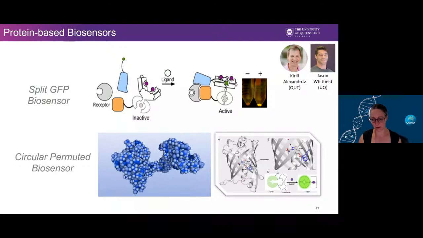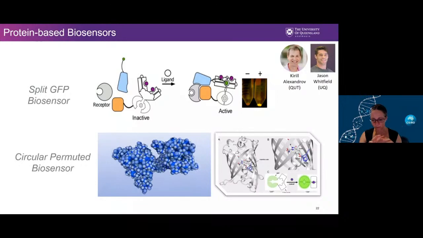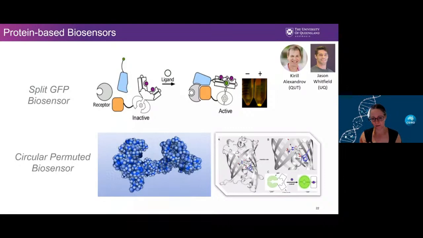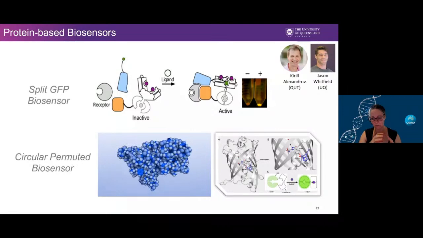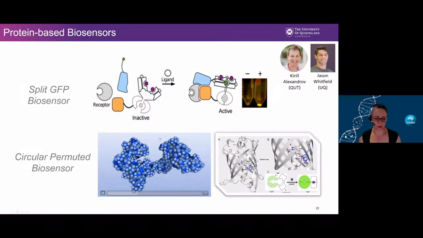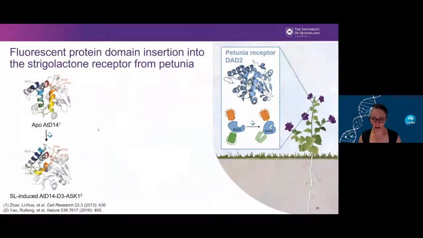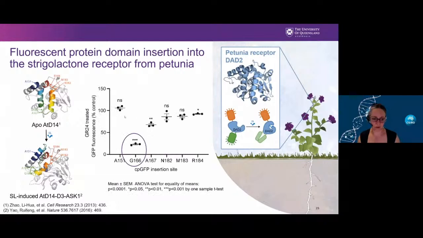So green fluorescent protein is taken apart and your protein of interest is inserted. And when the biosensor is working properly, you either get fluorescence as the protein comes together on ligand binding, depending on what the conformational change is in response, or a drop in fluorescence as the protein is pulled apart. And again, you require a protein that has a conformational change for this particular activity. So it turned out that the strigolactone receptor from Petunia that we were working with does indeed have a reasonable conformational change. You can see the unbound form here and the bound form here. And Rebecca was able to engineer a number of different insertion sites for green fluorescent protein on this particular receptor, and she identified the best one here, which is an insertion at G166.